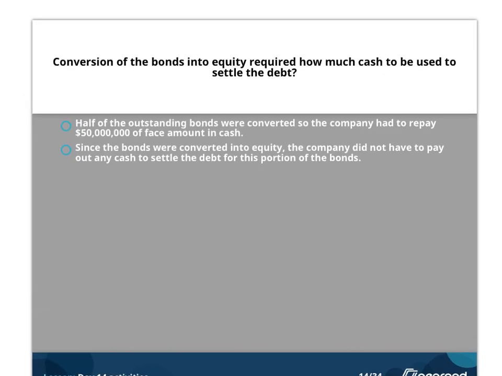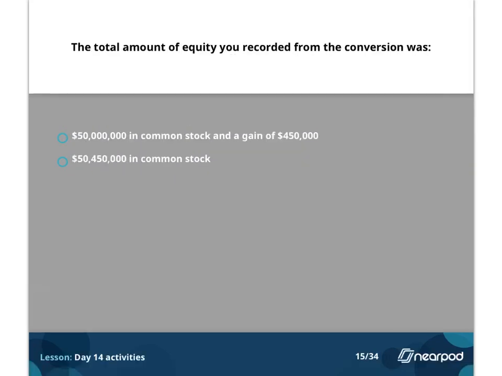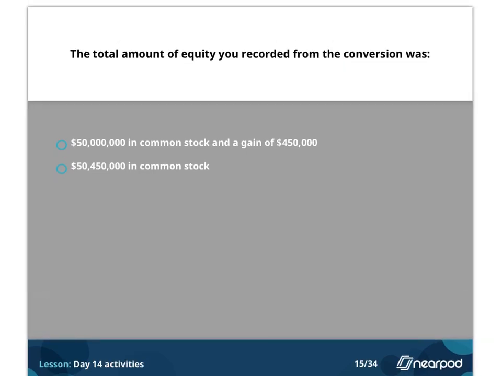Okay. How much cash was used to settle the debt? Since the bonds were converted into equity, the company did not have to pay out any cash. That's the answer. So driving home the point, the total amount of equity that you recorded in this conversion would be the $50,450,000.